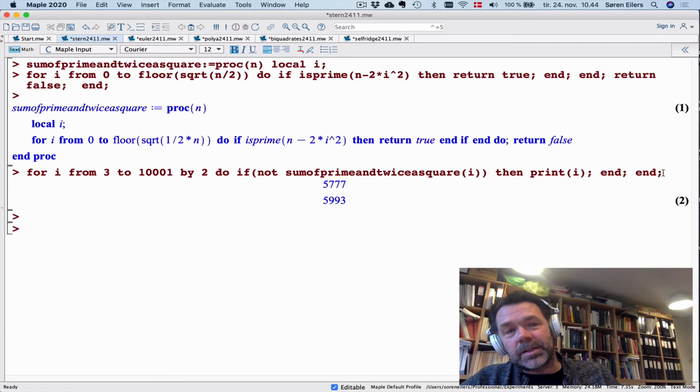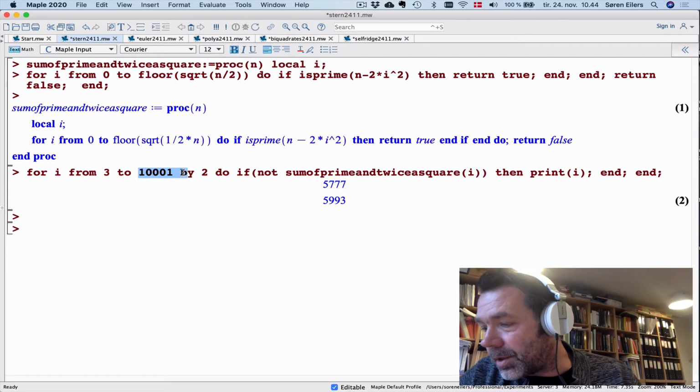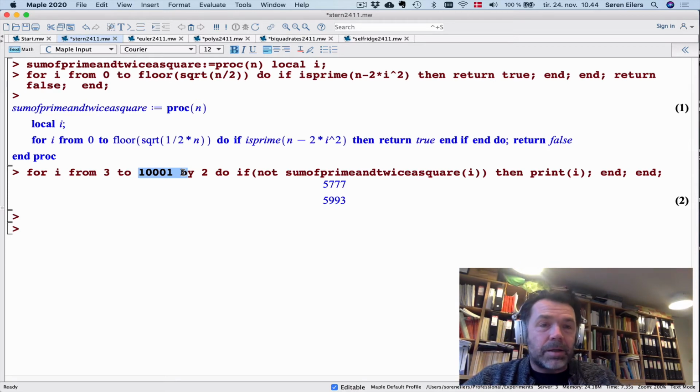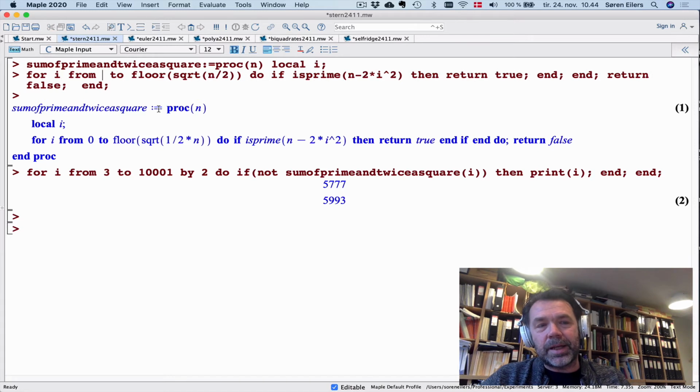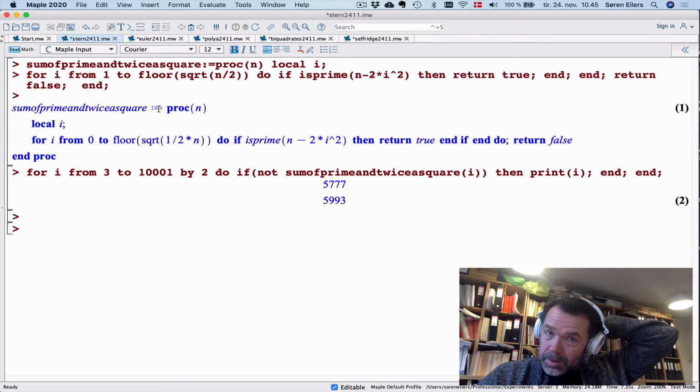What's interesting here is that if you were to change this number into something much bigger, you wouldn't find more examples. As far as I know, there are no other counterexamples known than the ones that we have on the screen already. So of course you might make another conjecture saying that these are the only ones. You can also change the rules slightly and say that it has to be a non-trivial sum of twice a square and a prime.